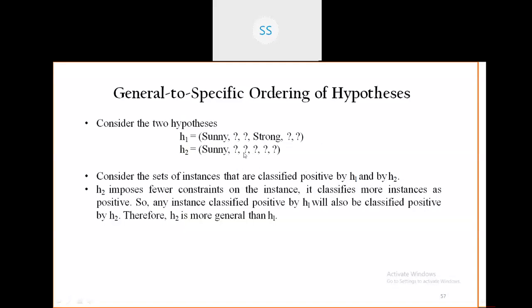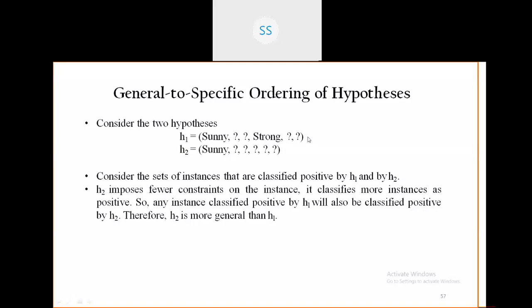So let us look at what instances are classified positive for H1 and for H2. S2 imposes fewer restrictions on the instances. That's why we call it the general hypothesis. It classifies more instances as positive. So any instance classified positive by H1 will also be classified positive by H2 as well.